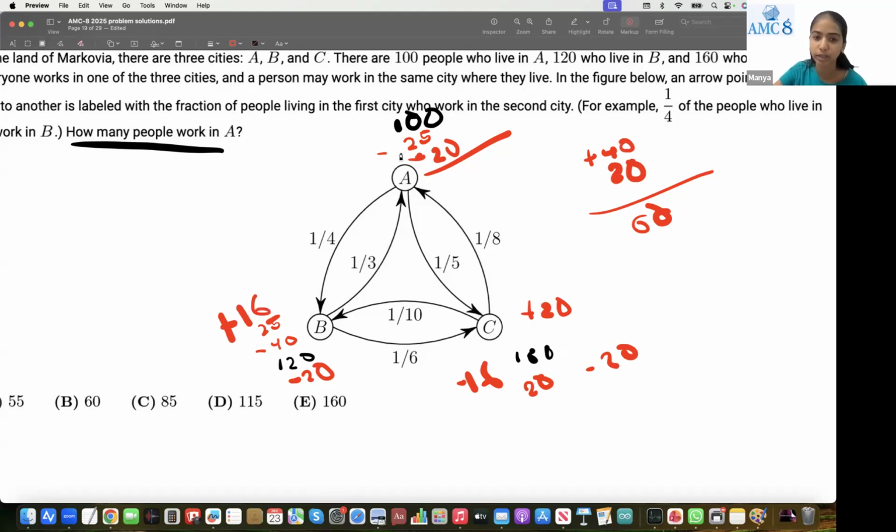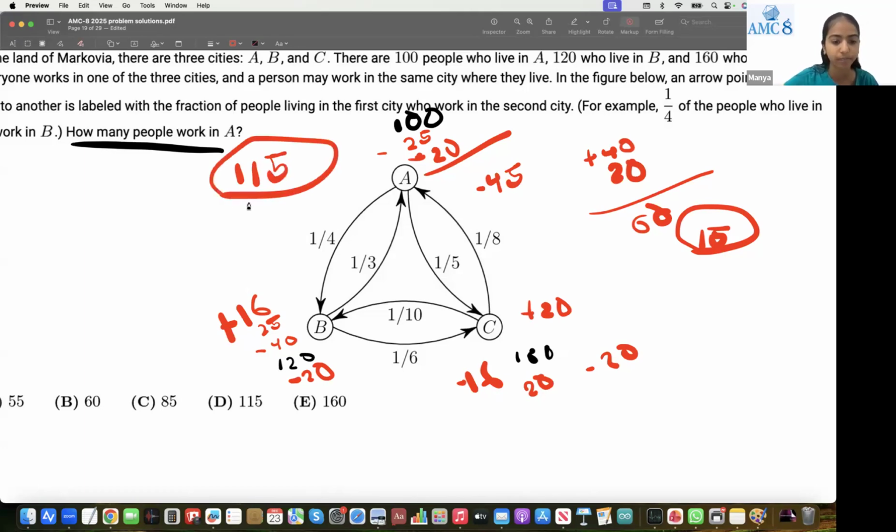So 100 minus 25 minus 20 is equal to minus 45. 100 is just there. So that will be equal to minus 45. And we would also need to add 60 to that. Negative 45 plus 60 is equal to 15. So we would have to add 15 to our total, and our total is 100. So 15 plus 100 is equal to 115, meaning that 115 people work at City A.